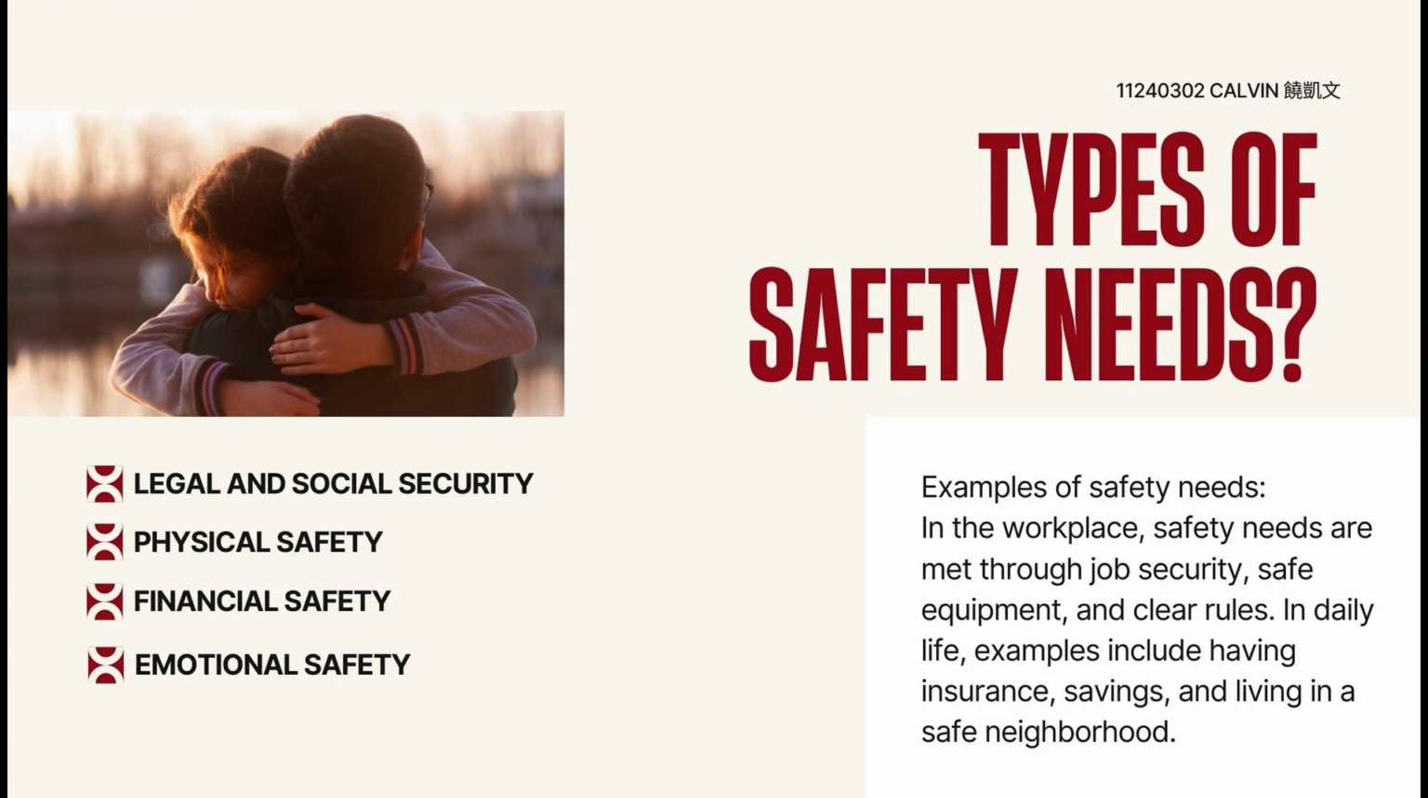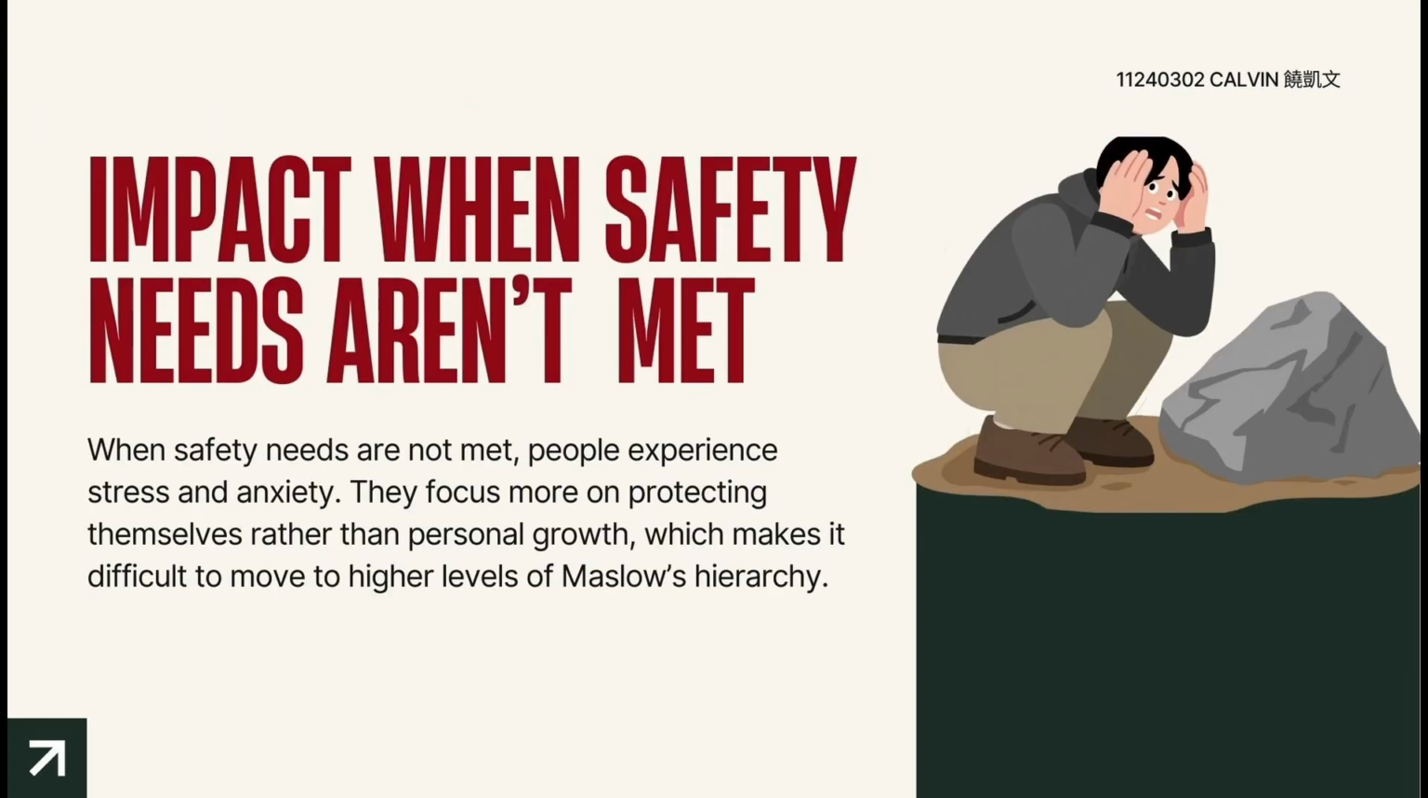Examples of safety needs in the workplace: safety needs are met through job security, safe equipment, and clear rules. In daily life, examples include having insurance, having savings, and living in a safe neighborhood. Now, what happens when safety needs aren't met? When safety needs are not met, people may experience anxiety and stress. Instead of focusing on personal growth or success, they become more concerned with protecting themselves and surviving. This shows why safety needs are a crucial foundation before higher needs in Maslow's hierarchy can be achieved.